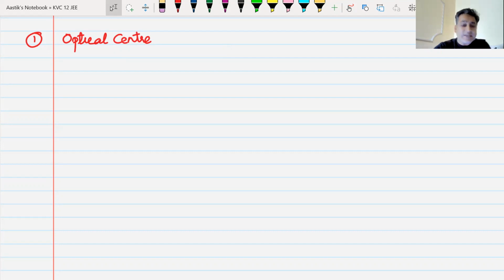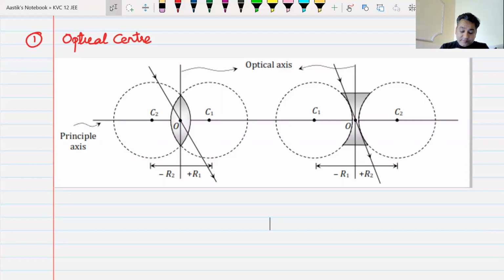What is the speciality of this center of the lens? What is the special thing about the center of this lens? And I will show you a very elaborate diagram that tells us diagrammatically very nicely what is an optical center. It is definitely the center of the lens. On one hand, I have a biconvex lens, and B, I have a biconcave lens. Now remember, the things that we are going to study are going to come from this diagram only.